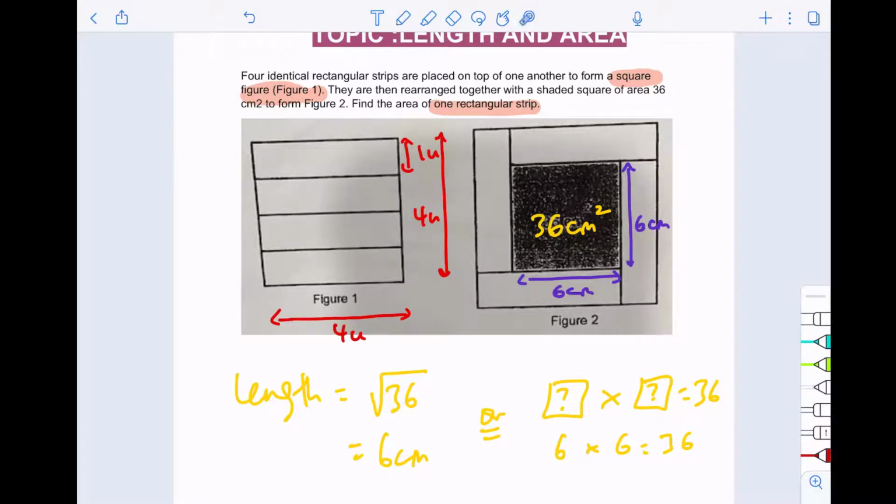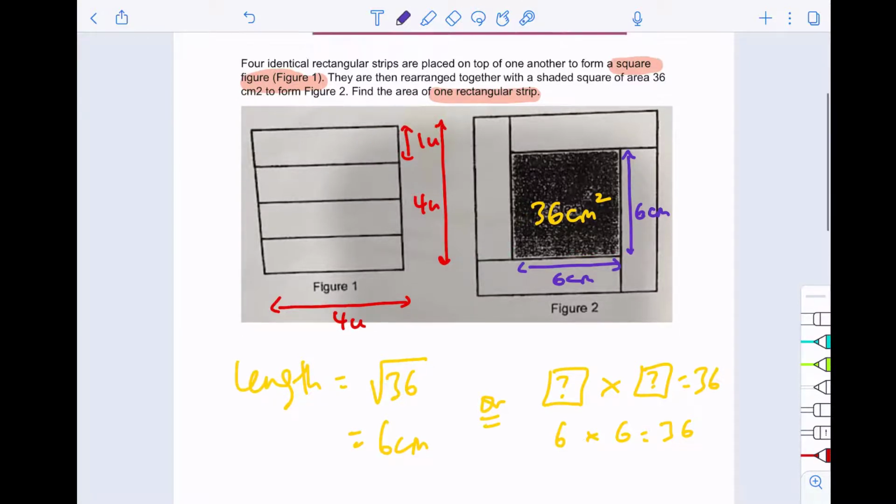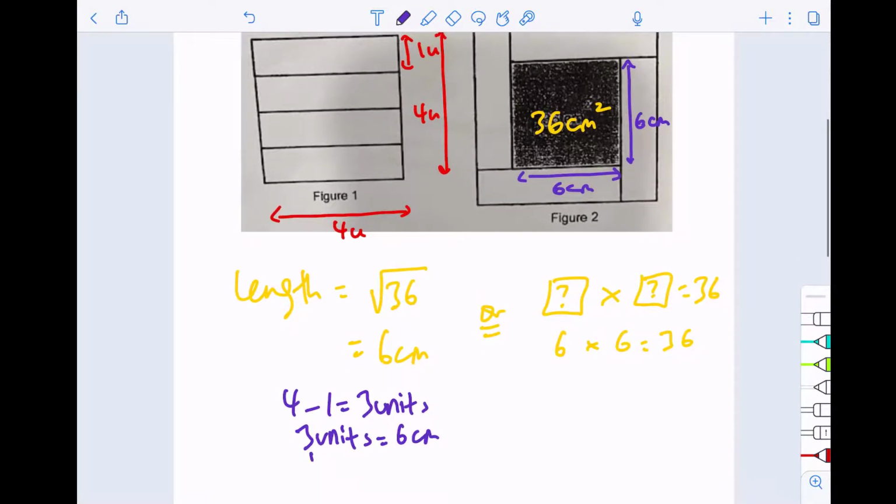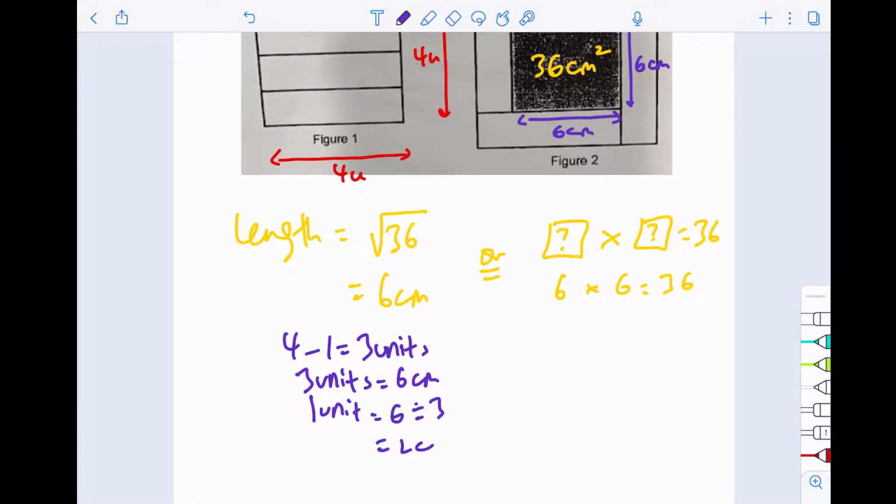Now earlier on we found out that the longer length of your rectangular strip, let's use the red color, the longer length here is 4 units, right? And the shorter length here is 1 unit, as we have done here. So 6 cm represents 4 minus 1, which is 3 units. And that 3 units will be equivalent to 6 cm. We are able to find 1 unit: 6 divided by 3, which is 2 cm.